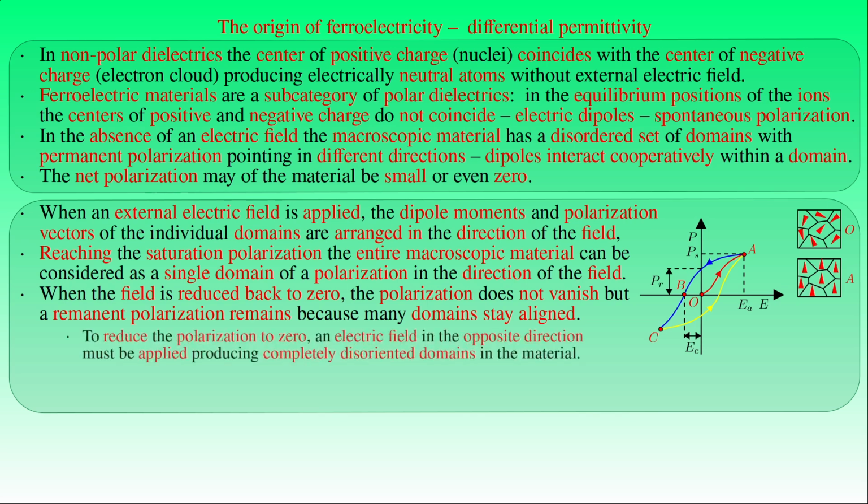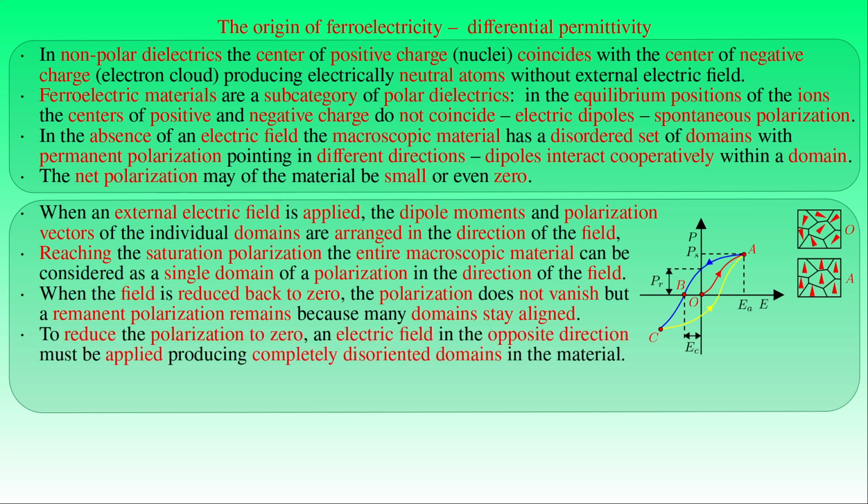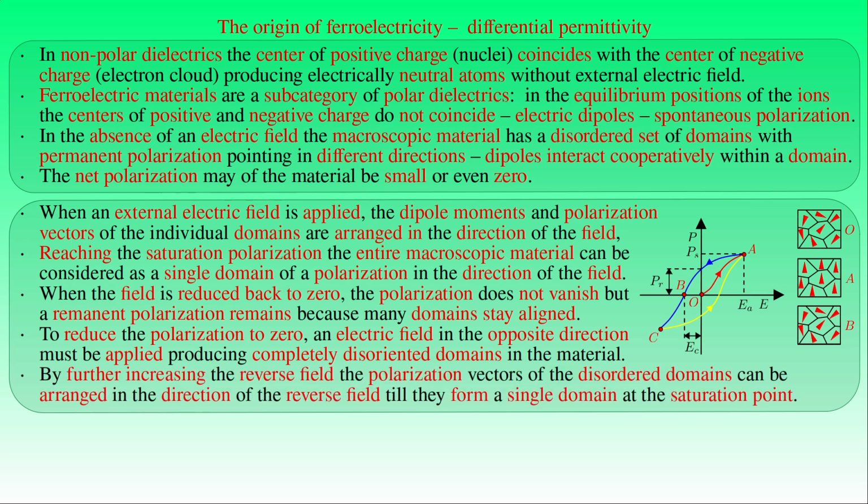To reduce the polarization to zero, the coercive electric field EC in the opposite direction must be applied, producing completely disoriented domains in the material at the point B, as shown in the figure of the ferroelectric domains. By further increasing the reverse field, the dipole moments and the polarization vectors of the disordered domains can be arranged in the direction of the reverse field till they form a single domain at the saturation point C. If we decrease the reverse field to zero and increase the electric field in its original direction, we can reorient the domains in the direction of the field again, moving from the point C to the point A along the yellow curve.